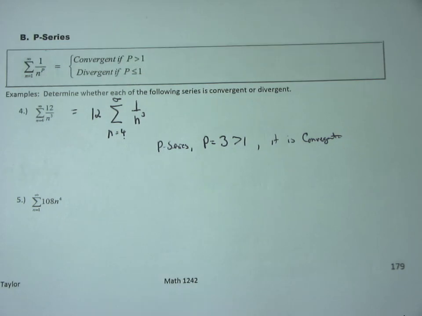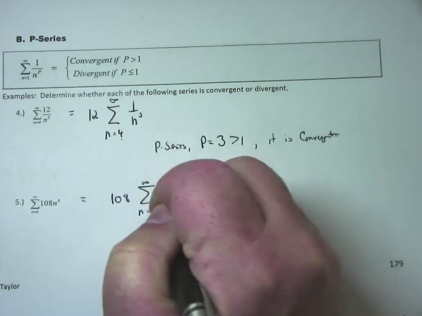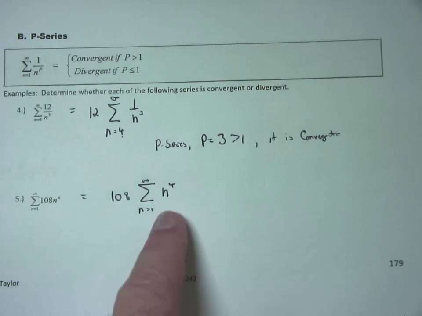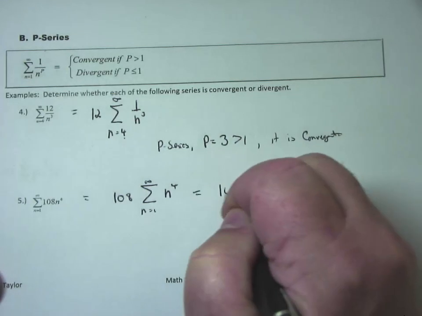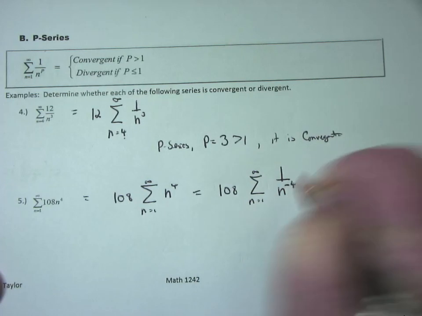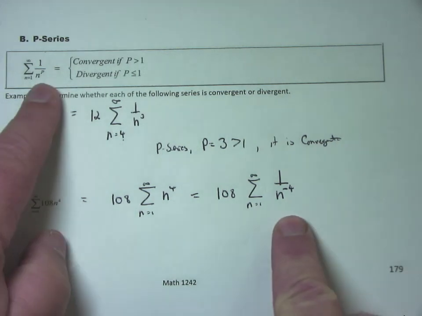Take a look at this guy. The sum as n goes from 1 to infinity of 108 n to the 4th. You look at this thing and go, is that a p-series? Yes, it is. First things first, constants go out front. So this is 108 times the sum as n goes from 1 to infinity of n to the 4th. But to be a p-series, you have to write the series as the sum of 1 over n to a power. So I want to put that n in the denominator. When I put this n to the 4th in the denominator, what does it become? 108 times the sum as n goes from 1 to infinity of 1 over n to the negative 4. Does that make sense? I put it in the denominator, but now it has that p-series look.